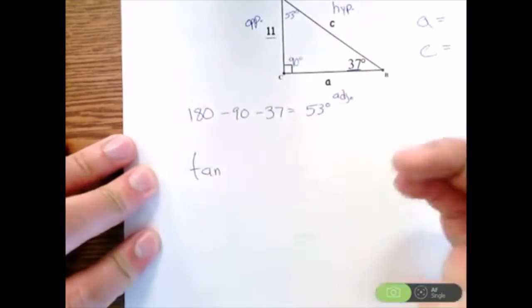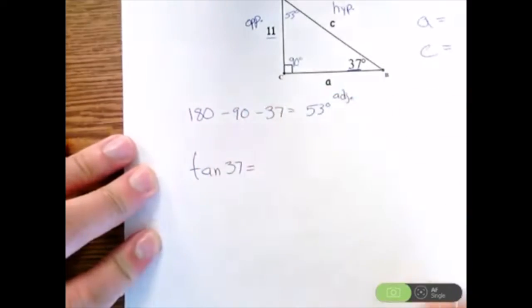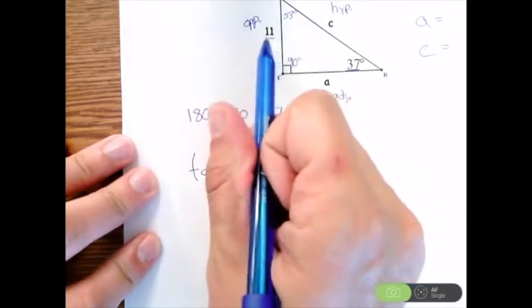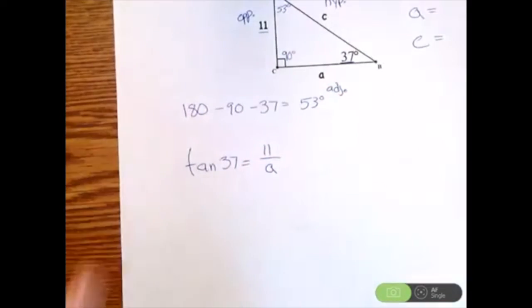So if I take the tangent of this angle, 37 degrees, I should get opposite over adjacent, or 11 divided by side A.